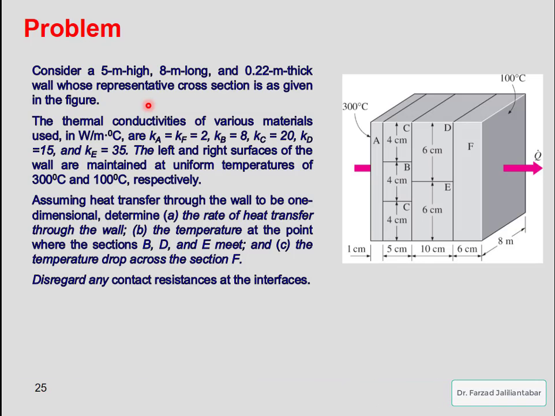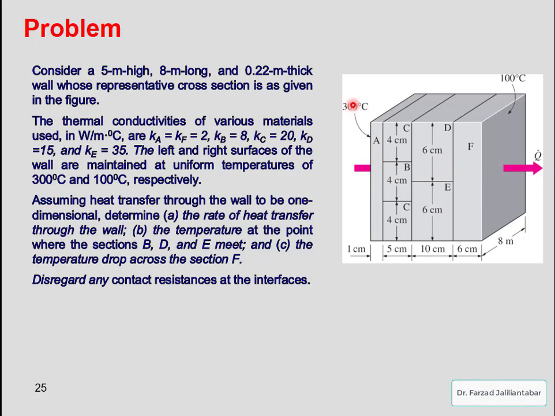In this example, we are going to calculate the heat transfer through a wall which is made from different materials. In other words, it is a composite wall made from different materials A, B, C, D, E, and F. We are going to calculate the heat transfer from the inside of the wall to the outside of the wall.